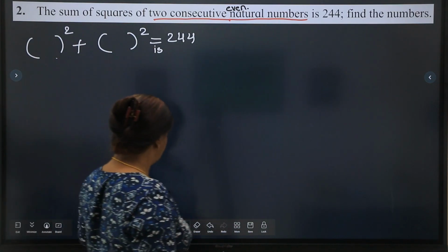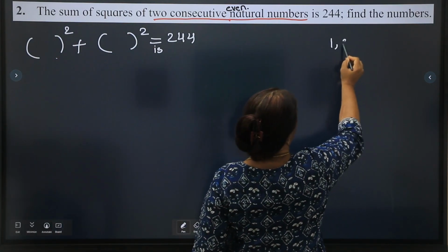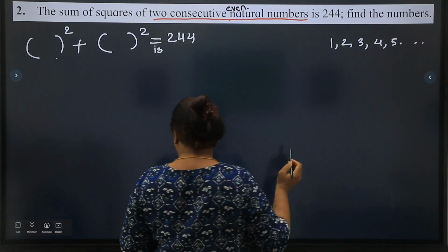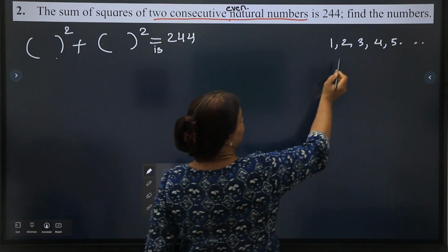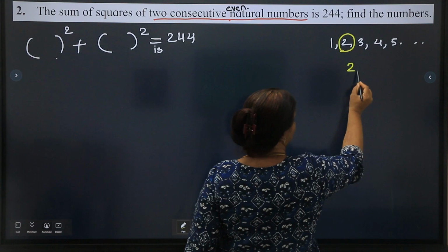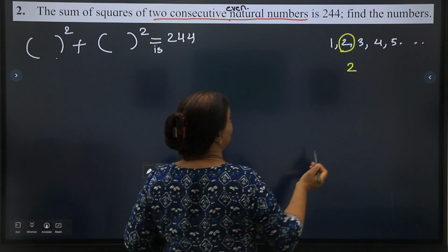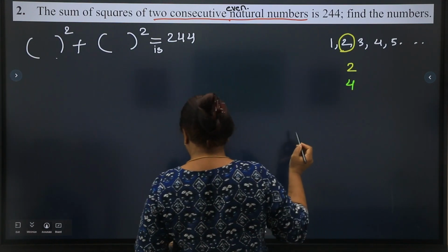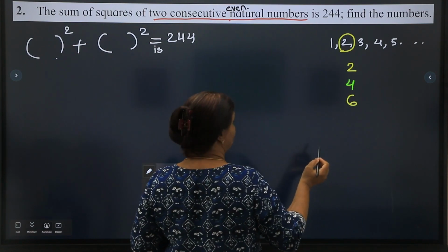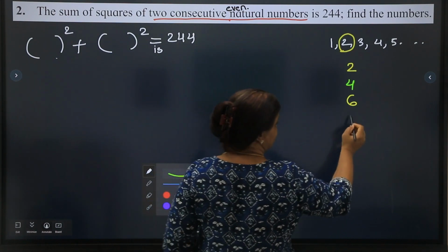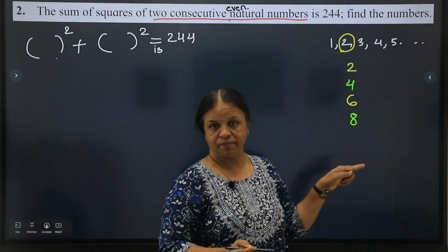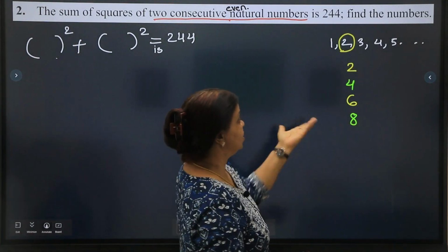Now how to find out? Natural numbers begin from 1, 2, 3, 4, 5 and so on. But children, here we have consecutive even natural numbers. If the number is 2, what is the consecutive number to 2? 4. What is the consecutive number to 4? 6. And to 6? 8. These are consecutive even natural numbers. But we don't know which number it is.